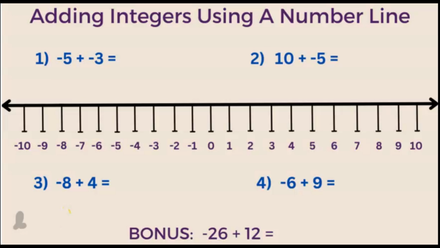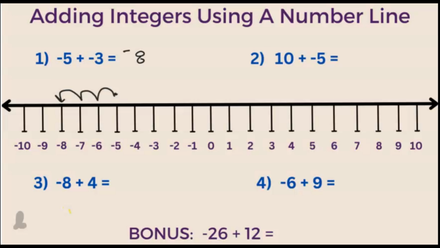First example, negative 5 plus 3. So using our number line, as we did last time, we're going to find our first integer, which is negative 5. We're going to use black for this one. We're going to add 3 more that are negative. So that means we're going to go to the left. So we go 1, 2, 3. When we do that, we come up with negative 8, and negative 5 plus negative 3 is indeed equal to negative 8.